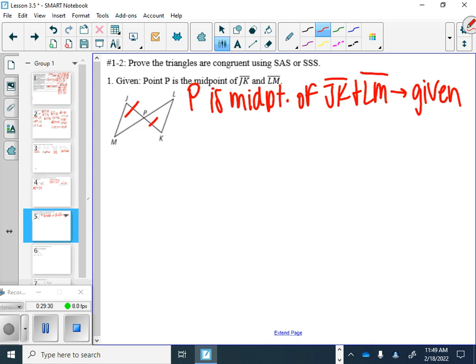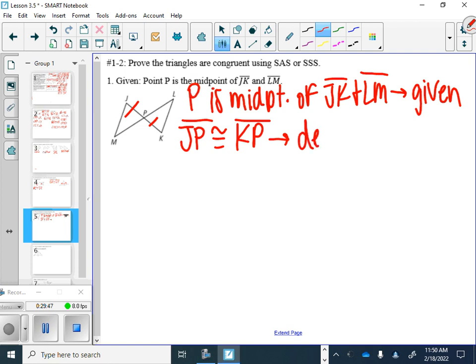So now let's write that out. Segment JP is congruent to segment KP, and my reason, we'll just say definition of midpoint. By the definition of midpoint, these segments are going to be equal to each other. The definition of midpoint.